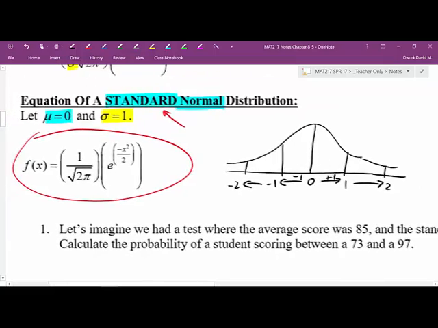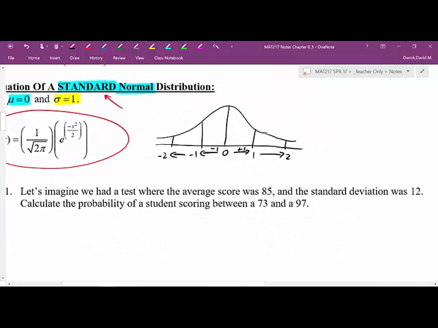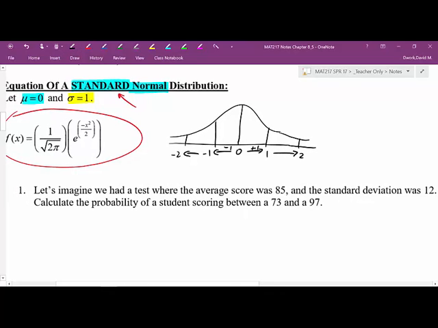So let's work through this. Let's work through our first one. Let's imagine we had a test where there was an average score of 85 and the standard deviation was 12. Calculate the probability of a student scoring between a 73 and a 97.